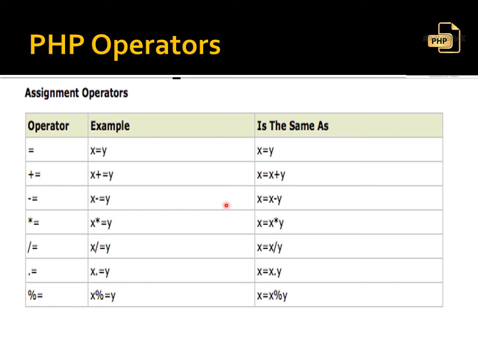Minus equal to, x minus equal to y, is the same as x is equal to x minus y. Star equal to, x star equal to y, is the same as x is equal to x star y. Slash equal to, x slash equal to y, is the same as x is equal to x divided by y. Dot equal to, x dot equal to y, means x is equal to x dot y. Mod equal to, x mod equal to y, is the same as x is equal to x mod y. So these are the different assignment operators that are available in PHP.